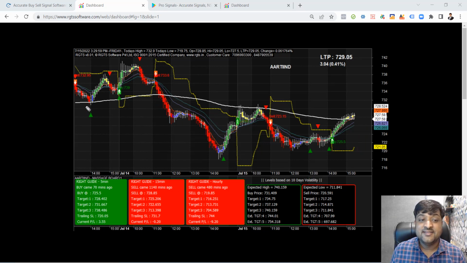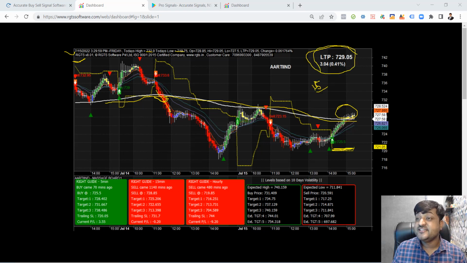Also there is the white line. This white line acts as our trend line. Above the white line the buy signals perform very well, and below the white line the sell signals perform very well. So if you want to trade according to the trend, above the white line you have to take the buy signals only, and below the white line you have to take the sell signals only. Also the time as well as today's high and low are displayed in the title area. This is the title area. Last traded price, meaning the real-time price, is displayed here. This is the LTP.